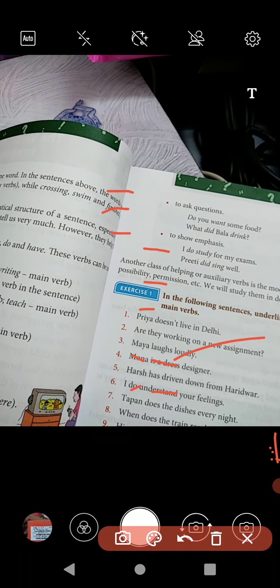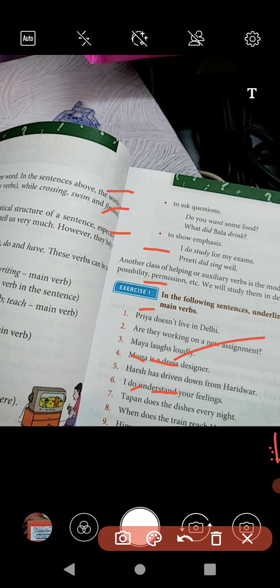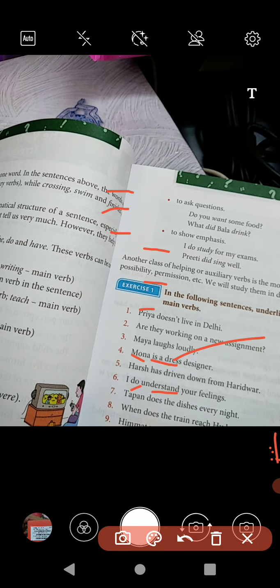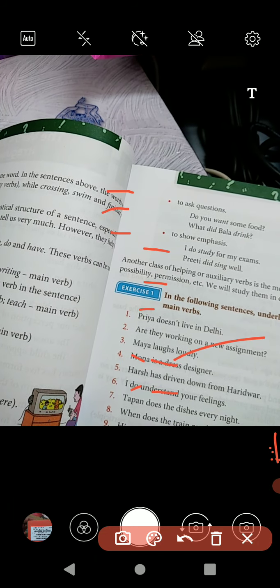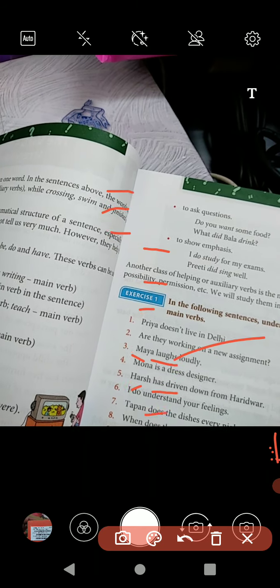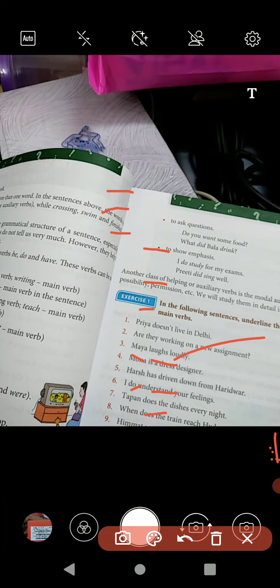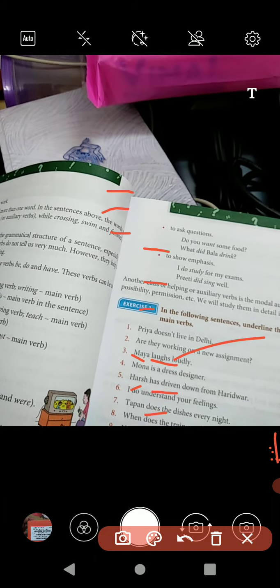Now seventh question, Taban does the dishes every night. So in this sentence, we have only one verb, that is does. Taban does the dishes every night.